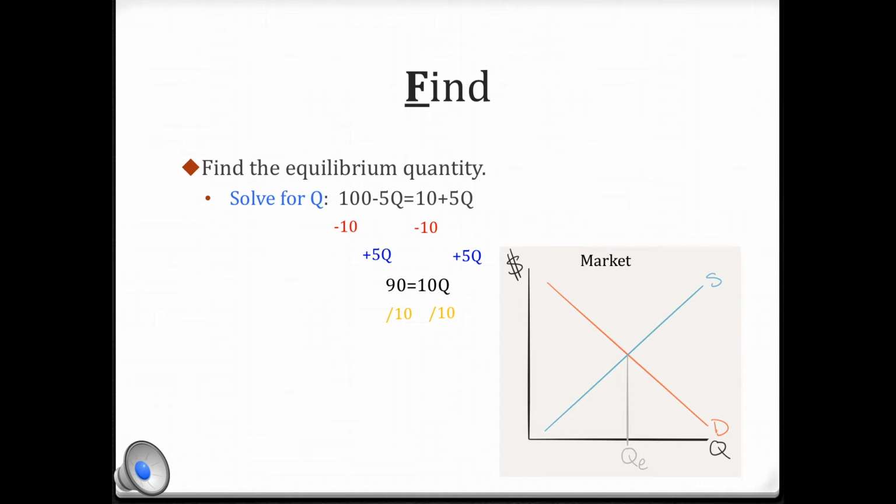From this point, we can just divide by 10 on both sides, which will give us our answer for the equilibrium quantity, which is Q equals 9. I made the symbol Q be QE so that you know that it is the quantity equilibrium of the ride service market.